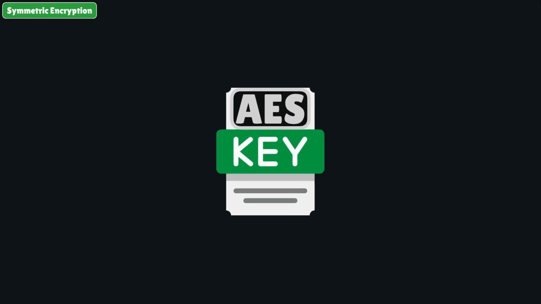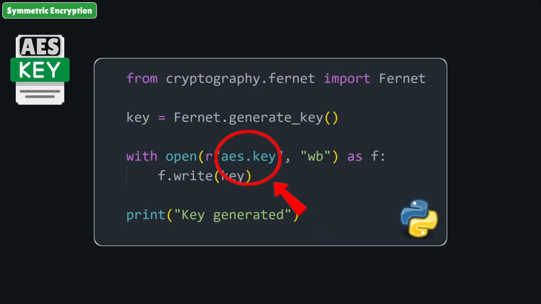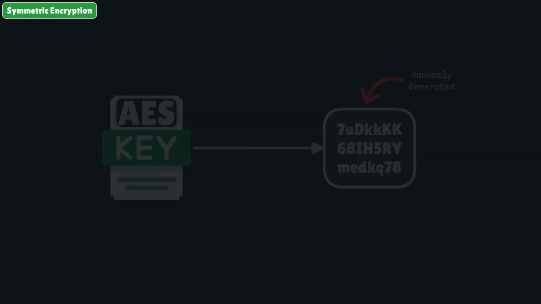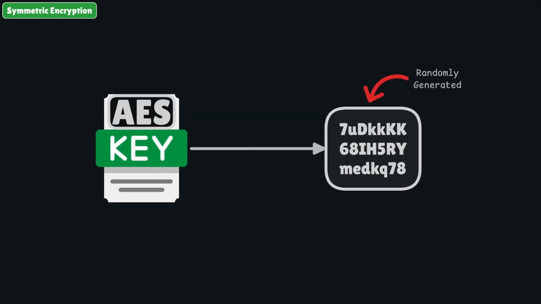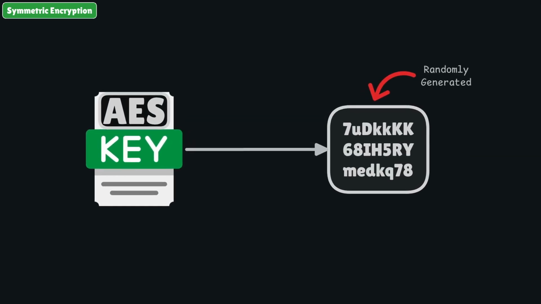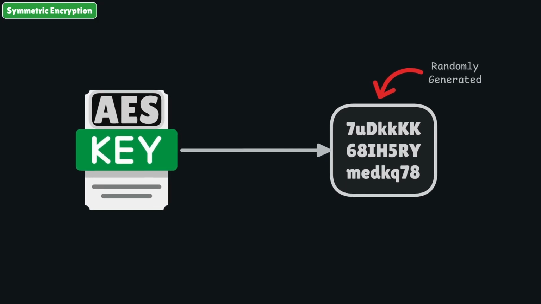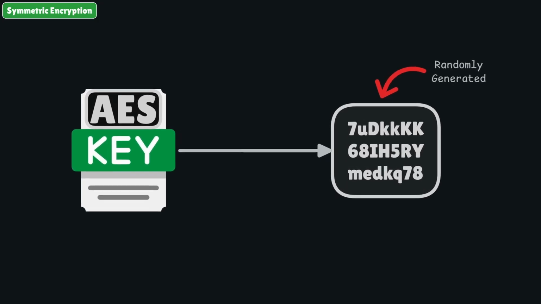First, you create an AES key. You can generate this key with a simple Python code. In a moment, we'll go through everything we've learned step by step with code. This key is like a special password that can both lock and unlock your data. You must keep it safe because anyone who has this key can access the information.